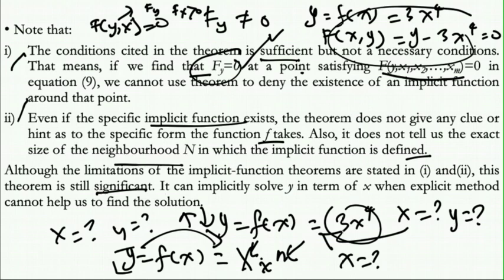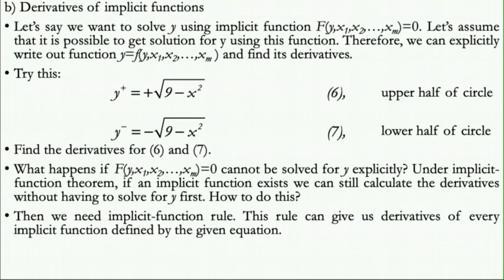Now we move further to the derivatives of implicit function. Let's say we want to solve y using an implicit function like this. Let's assume that it is possible to get a solution for y using this function. So we can explicitly write out function y. Another way to write it is like this, isn't it? And find its derivative.